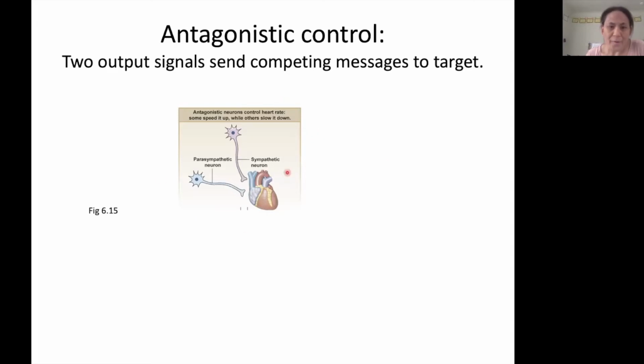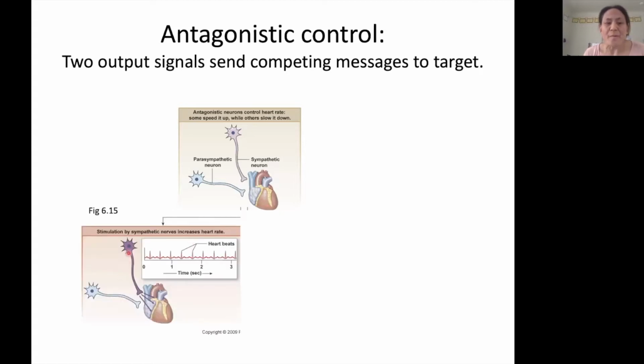In this example, we're going to be looking at heart rate, okay? Heart rate is controlled by two branches of the nervous system, the sympathetic nervous system and the parasympathetic nervous system. You can see this sympathetic neuron is providing an input into the heart, and it actually tells the heart to speed up. Then we have the parasympathetic neuron, which tells the heart to slow down.